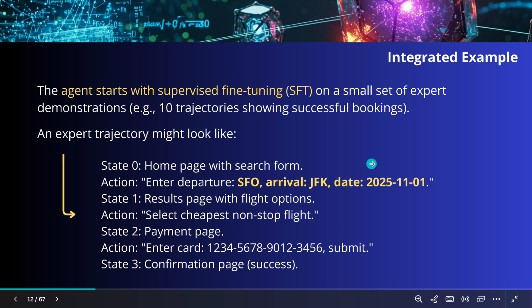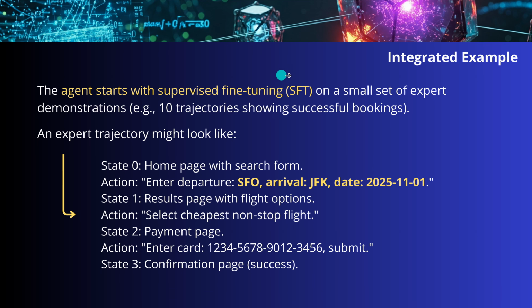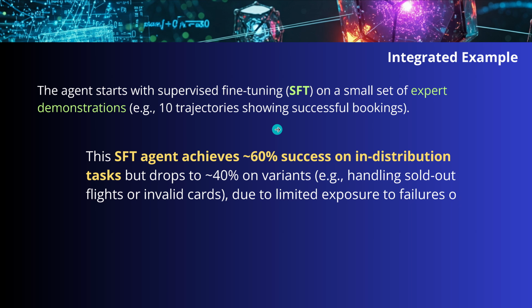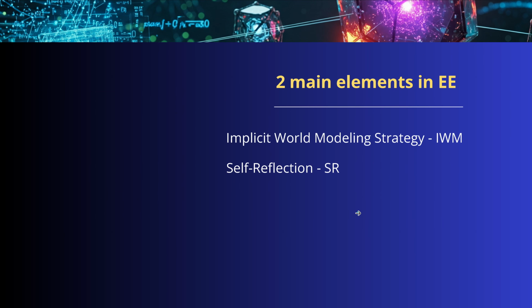That's all we need in an expert trajectory to start a supervised fine-tuning to make this AI familiar with the environment it is currently approaching. Let's say we achieve about 60% success for in-distribution tasks, if this is always the same page and we always go with the same parameters. But let's say we go out of distribution, it will drop to 40% because we will have a limited exposure to failures or even edge cases.